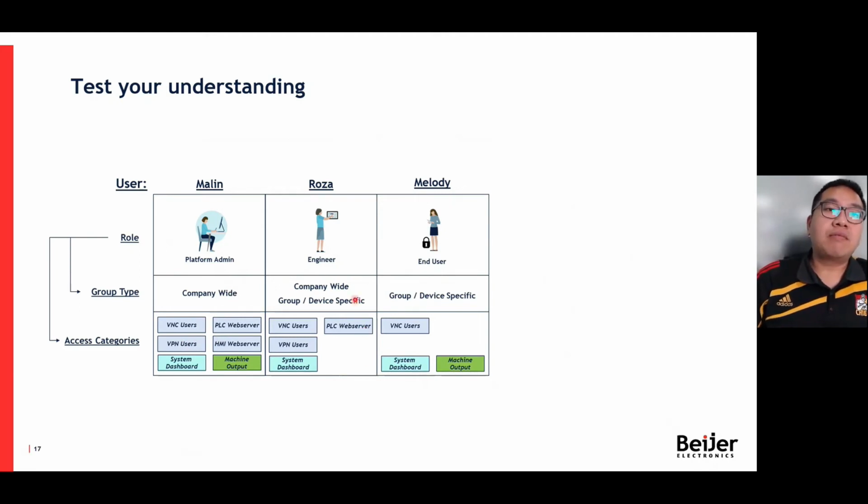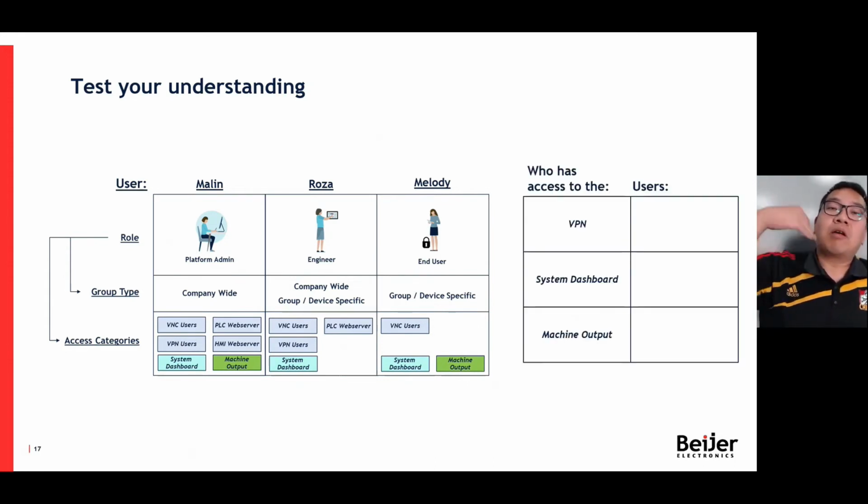Then we have Rosa, who's the engineer. In this example, it could be company-wide or group-specific, up to you. She has these distinct access categories set up as a user inside her role as an engineer. And then you have Melody, a user who's given the specific role of end user, with different group-specific settings and the access categories for an end user itself. So now the question comes: who has access to the VPN, the system dashboard, or the machine output?